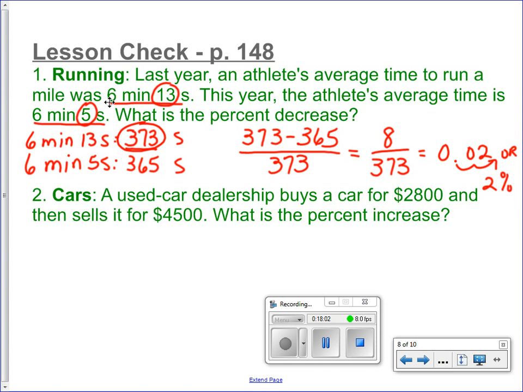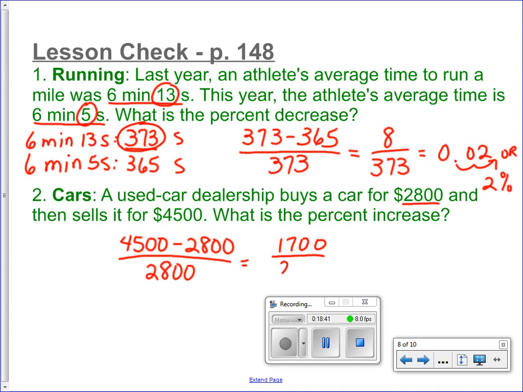All right, number 2, cars. A used car dealership buys a car for $2,800 and then sells it for $4,500. What is the percent increase? Okay, first of all, we want to find the difference, or the amount of change: 4,500 minus 2,800. And then we want to divide it by the original amount. Well, the original amount would have been what they bought it for, so we're going to divide by 2,800. Okay, 4,500 minus 2,800 is 1,700, divided by 2,800.